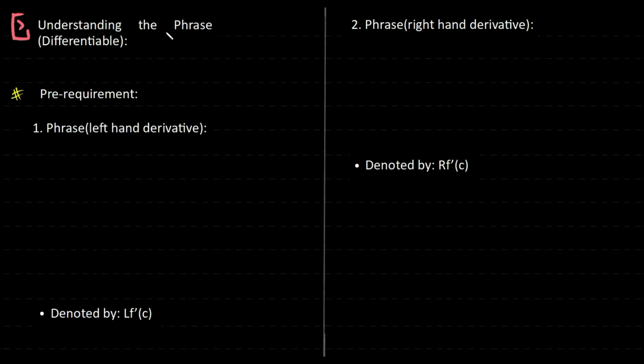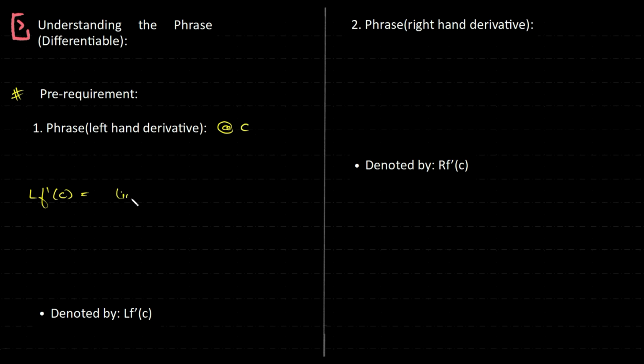We are learning about the phrase differentiable. A few things that we need to understand before we talk about differentiable. First is left-hand derivative. It is denoted by L f prime of, instead of x, we are taking a particular point C. So we're looking at left-hand derivative at a point C.